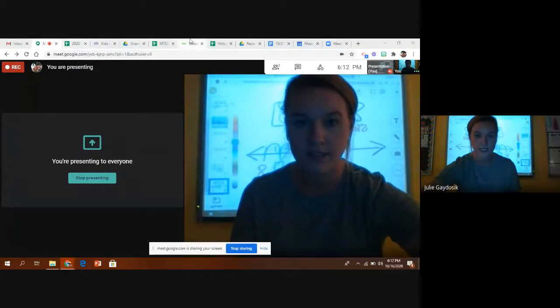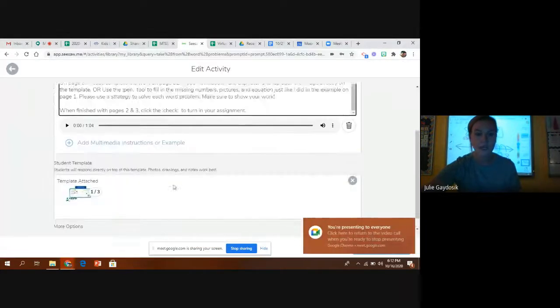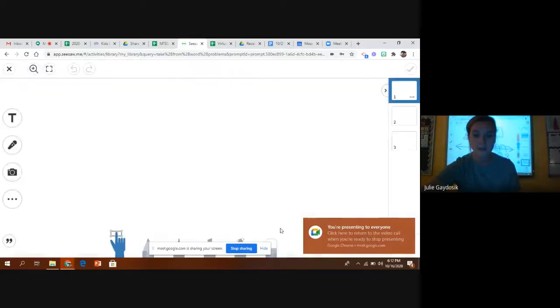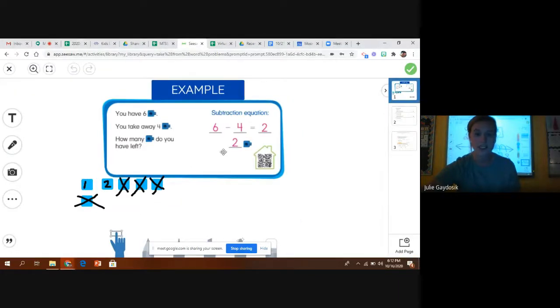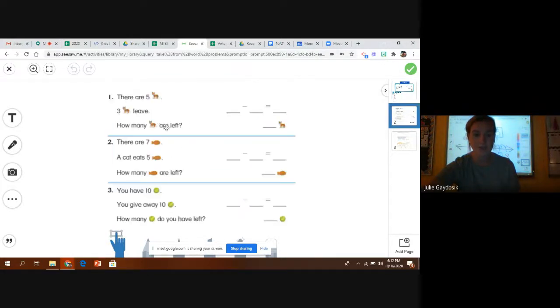All right, Seesaw. So you're going to be solving take-from word problems. Just like that example, right? 6 Unifix cubes, you take 4 away. How many do you have left? I drew out squares and took 4 away and was left with 2, and I counted them. So I showed you exactly how to do it. I want to see strategies. There are 5 tigers. 3 tigers leave. I want the equation, the answer, but I also want to see a strategy over here.